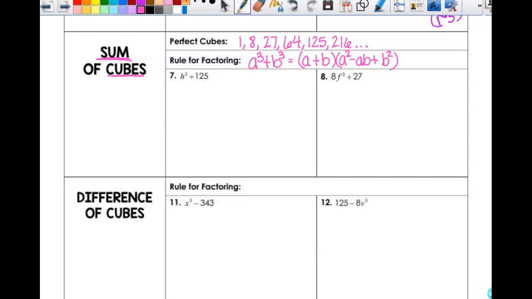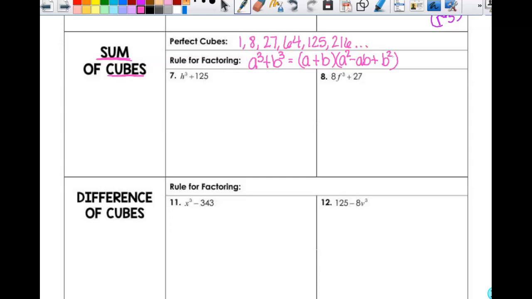This is a very simple process. It comes up a good bit. I mean, I wouldn't say a lot, but you may not see it for a while, then all of a sudden you've got to factor it and you've got to remember this rule. It's not that big of a deal. The pattern for the numbers that go in there are no big deal.